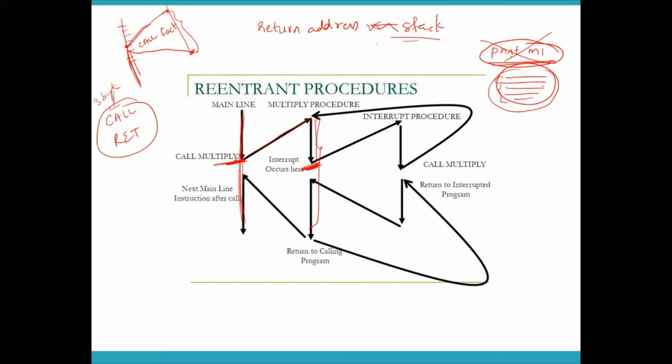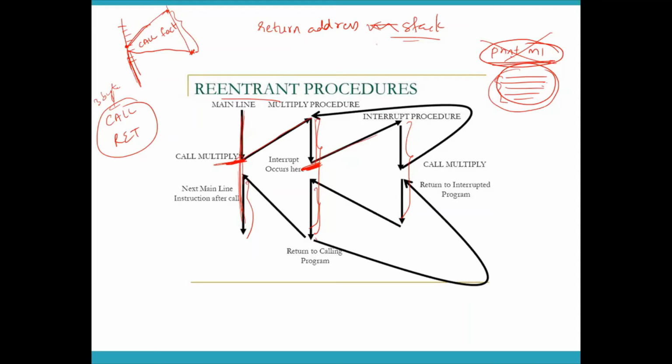That means now I'll have to stop this multiplication procedure here and go and execute the ISR, right? That means after executing the interrupt service routine, I'm going to come back, complete this multiplication procedure, and then go back and complete my original program. This is called a re-entrant procedure. What does re-entrant procedure mean? A program is called re-entrant if it can be interrupted in the middle.